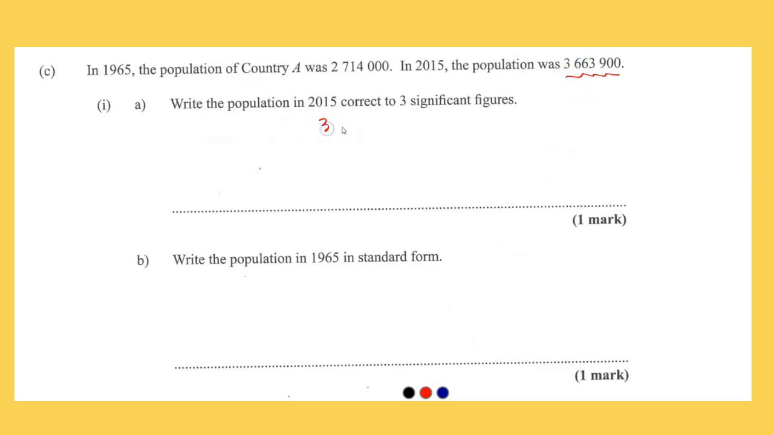So in 2015 the population was 3,663,900. For three significant figures, you count the first three numbers and put a line between the 3 and the 6. Since this number is less than 5, we do not increase anything. So what we would have is 3, 6, 6, and then everything else after becomes 0, four zeros after. So what we have is 3,660,000 to three significant figures.